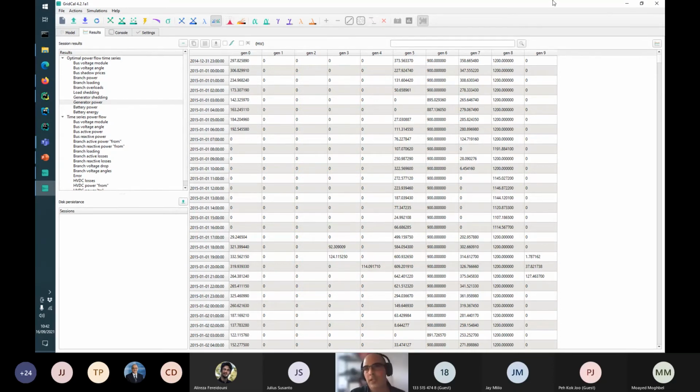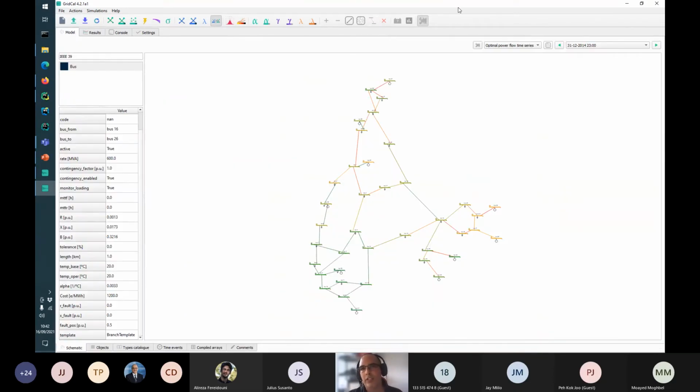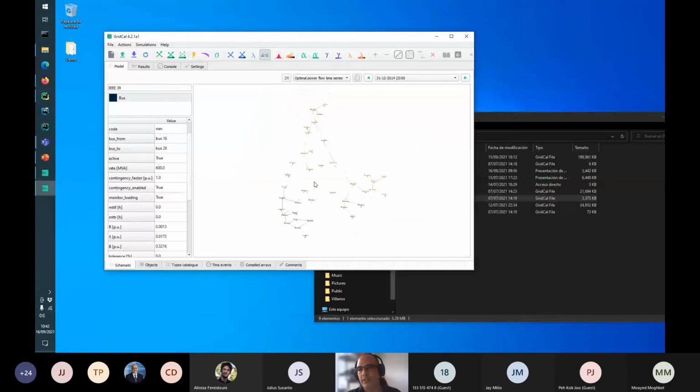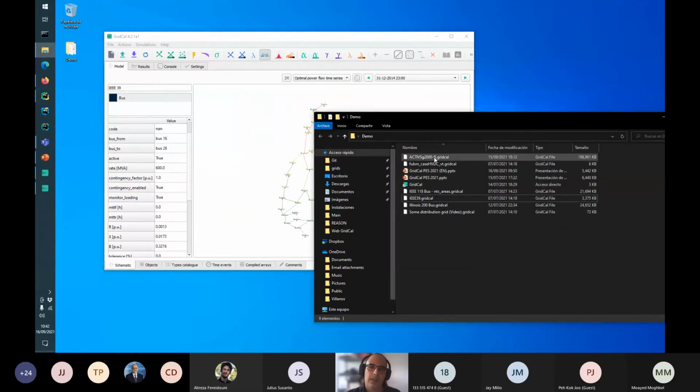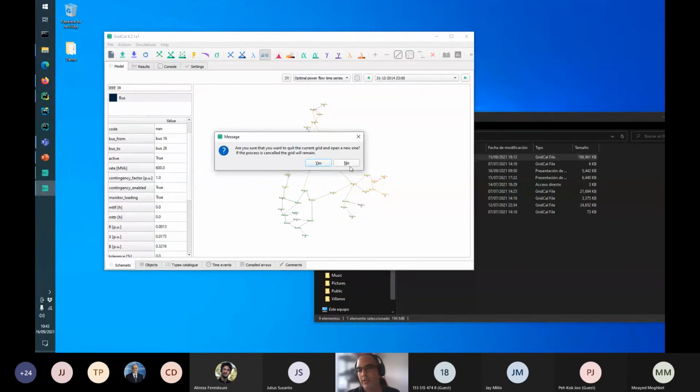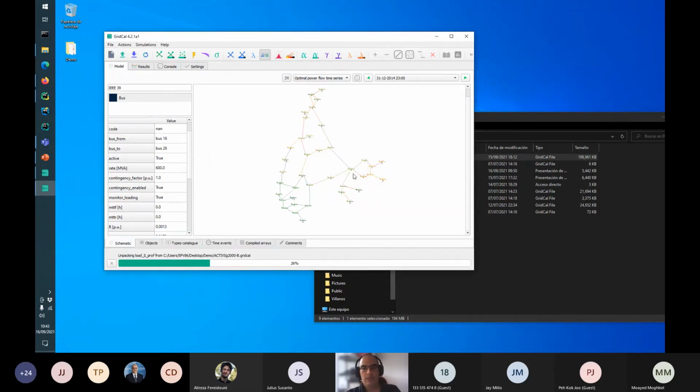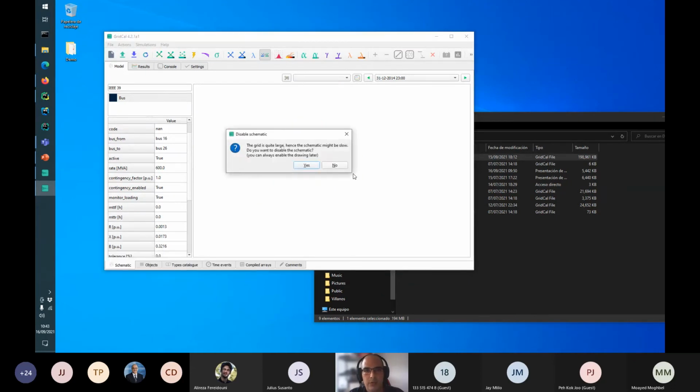Okay, but you said 39 nodes. I'm not convinced yet. So let's use the Texas grid. This one, by the way, is coming from the Texas Open Grid repository, and apparently this one is synthetic. But despite it being synthetic, it really looks like Texas. I'm going to show you. Here it tells me that there are a lot of nodes. Do you really want to show the schematic? Yeah, I want to.